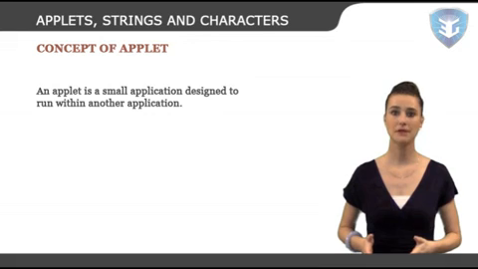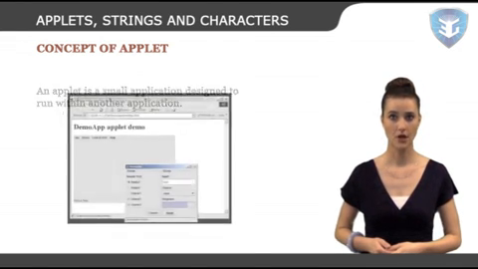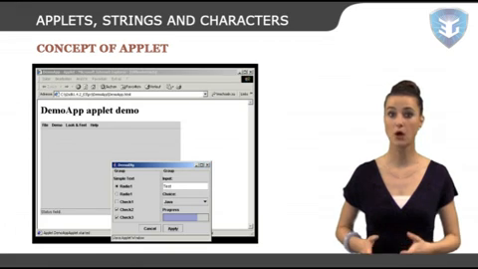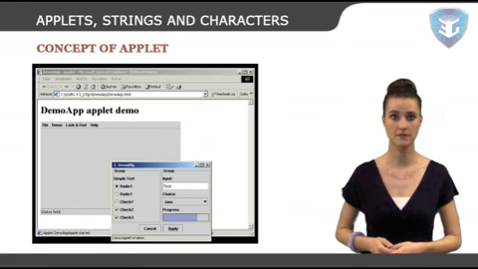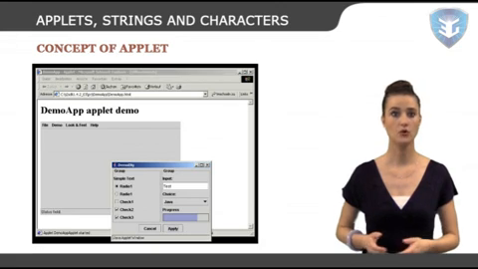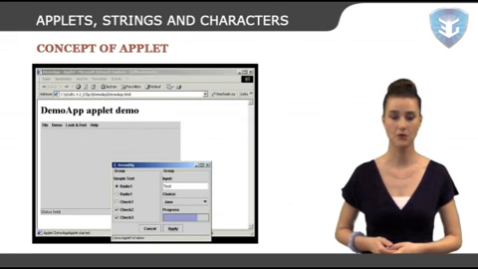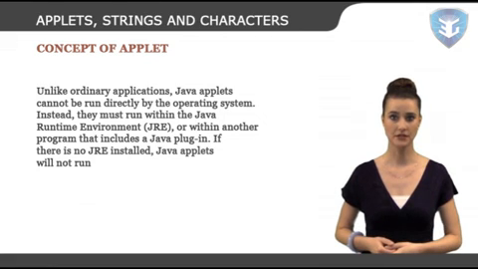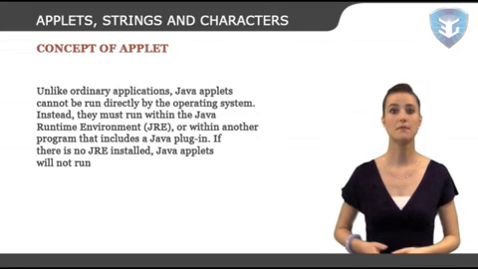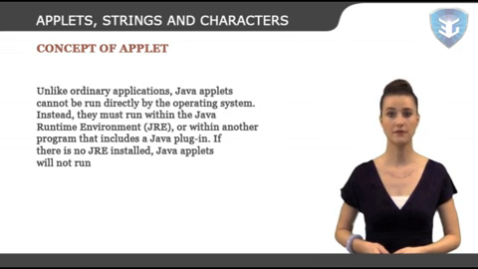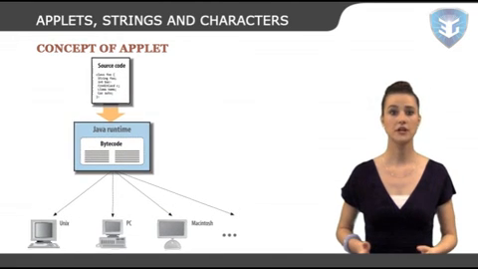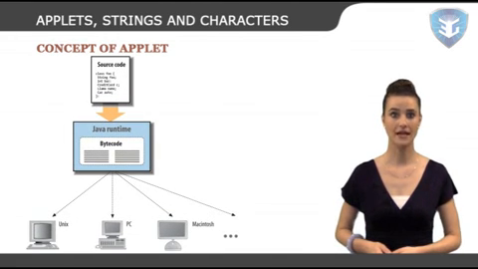An applet is a small application designed to run within another application. While the term applet is sometimes used to describe small programs included within a computer's operating system, it usually refers to Java applets, or small applications written in the Java programming language. Unlike ordinary applications, Java applets cannot be run directly by the operating system. Instead, they must run within the Java Runtime Environment, JRE, or within another program that includes a Java plugin. If there is no JRE installed, Java applets will not run. Fortunately, Java is freely available for Windows, Mac, and Linux systems to easily download and install the appropriate JRE for the system.